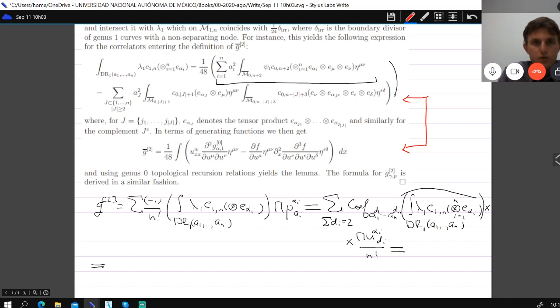So what we get, the coefficient of AI squared. We look at the coefficient of AI squared. So what we have then is 1 over 48 sum where I equals 1 to n. Formally, how should we do? And then the coefficient is this integral.